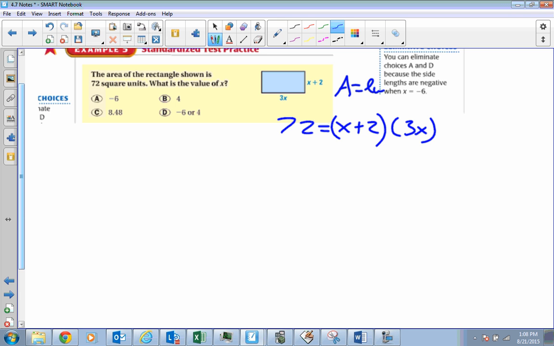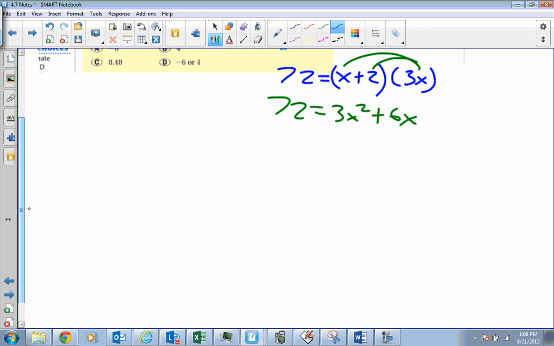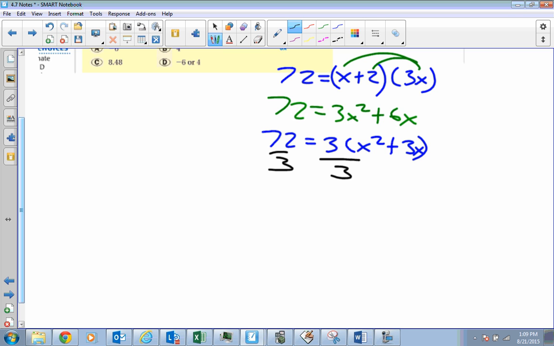Okay, so we're going to distribute. We get 72 equals 3x squared plus 6x. Then we're going to factor out the greatest common factor, which is 3. So we get x squared plus 3x. And since we can divide by 3 on both sides, we're going to divide by 3, 72 divided by 3, I think it's 24. Yeah, that's right. And that equals x squared plus 3x.